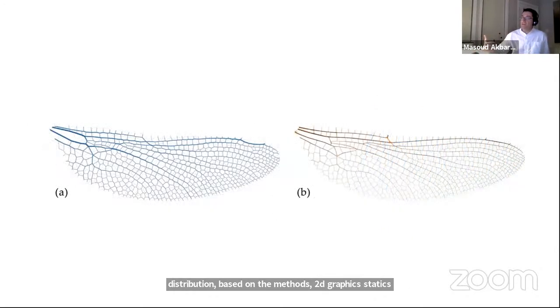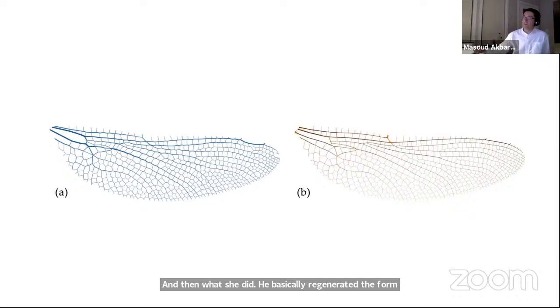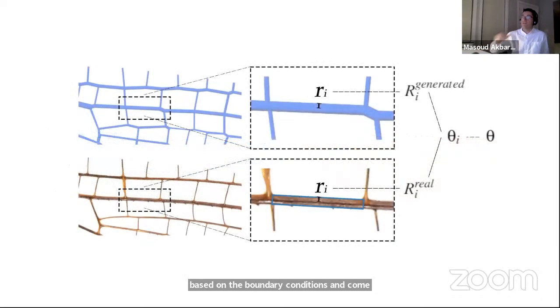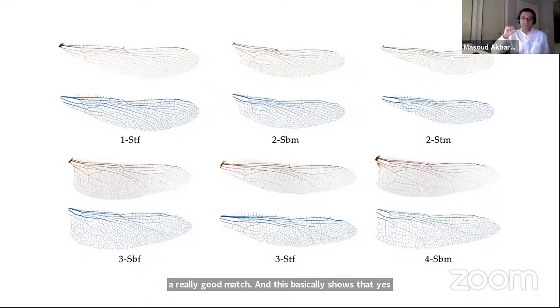And then he regenerated the form based on the boundary conditions and compared the thickness of the members in the regenerated form, based on the force that he got from the actual wing, with the actual thickness of the members in the wing. The interesting thing is that they match each other very well. There's a really good match. And this basically shows that yes, the same principle works in nature, more or less. These are some of the existing wings, and the regenerated one is shown in blue.